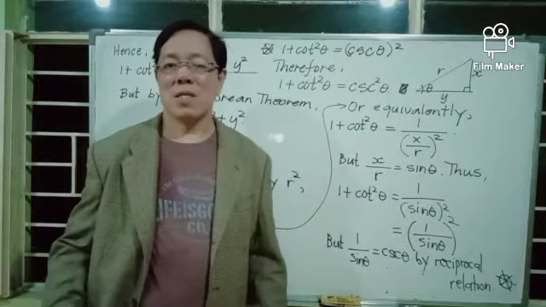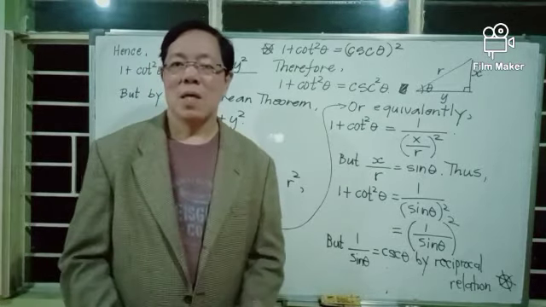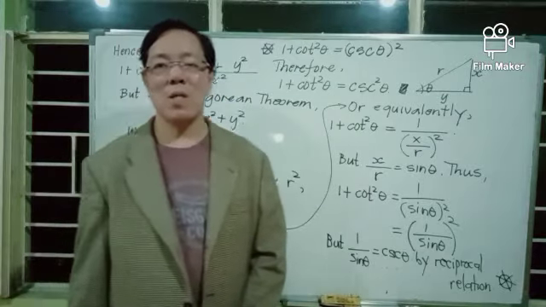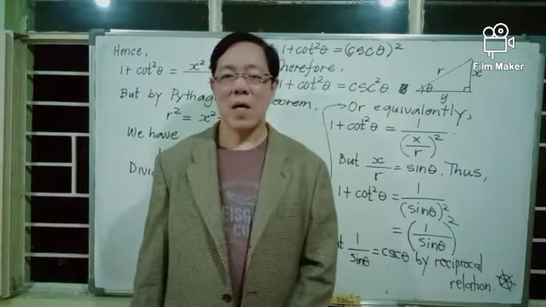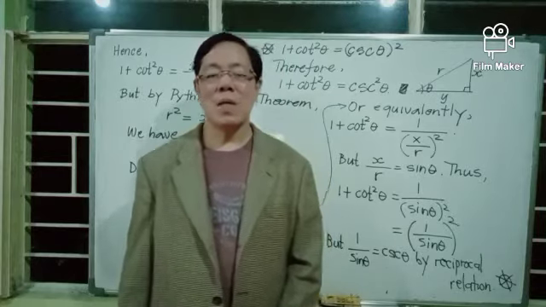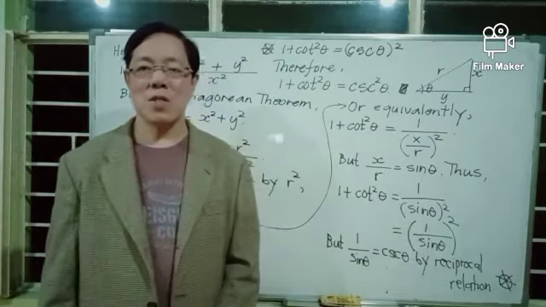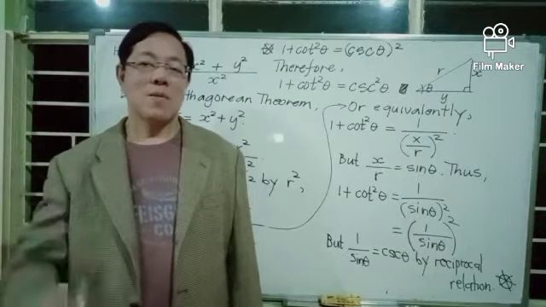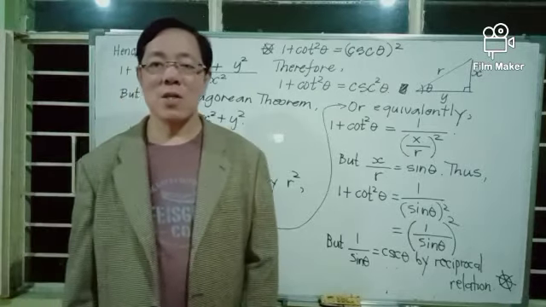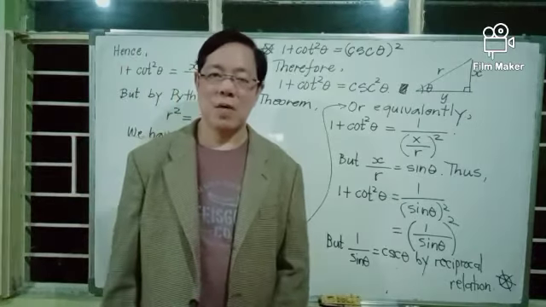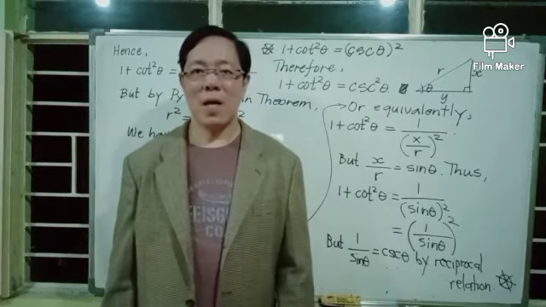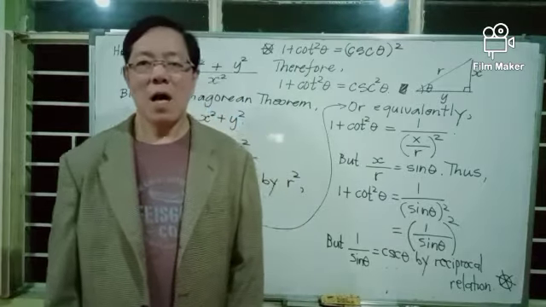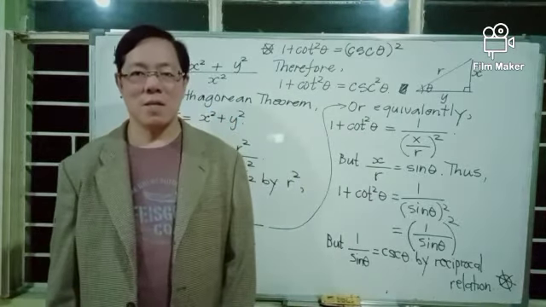And that completes our lesson for today. In the next lesson, we will apply these 8 fundamental trigonometric identities in finding the values of other trigonometric functions of an unknown angle, when the value of one of its trigonometric functions is given. And also we will apply these fundamental trigonometric identities in proving other trigonometric identities.